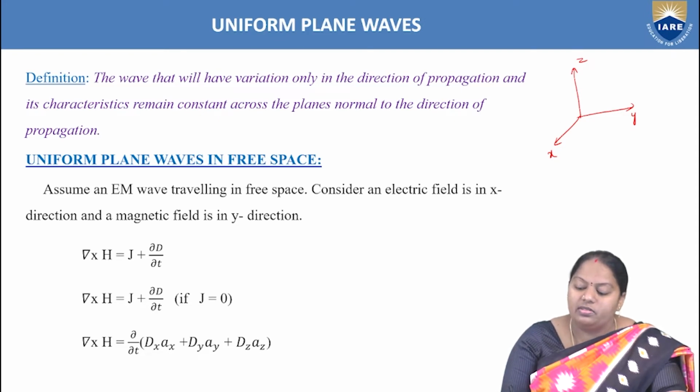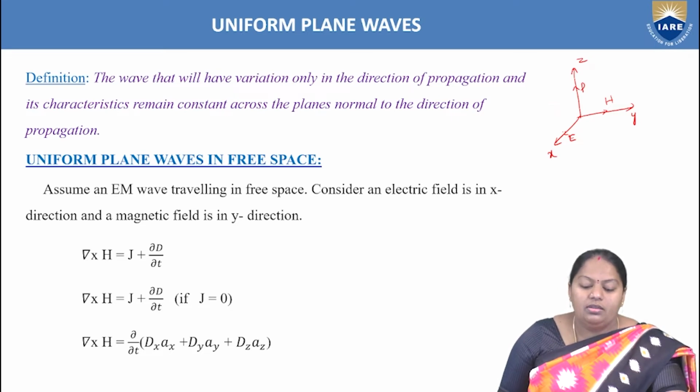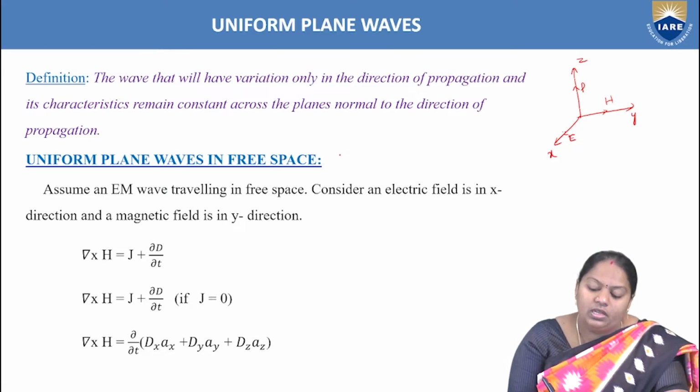Suppose the electric field is in the x direction and the magnetic field is in the y direction, and the wave propagates perpendicular to both of those, with the direction of propagation represented by P. To know how uniform plane waves propagate in free space, let us see the characteristics of the free space medium.